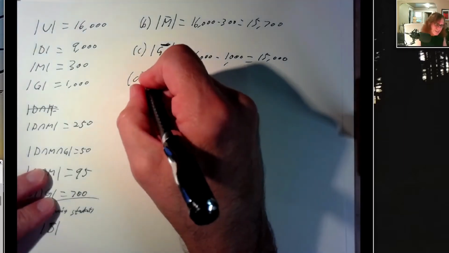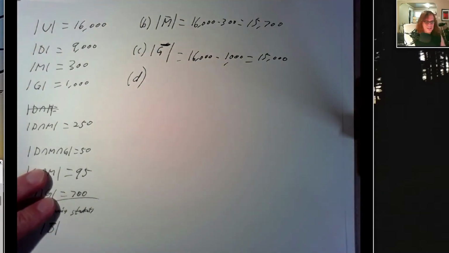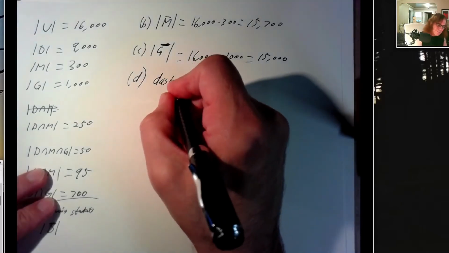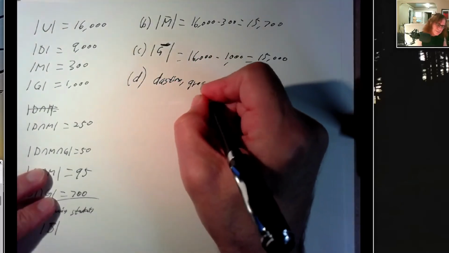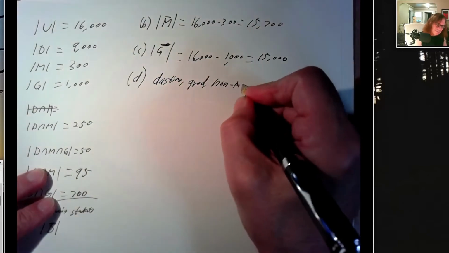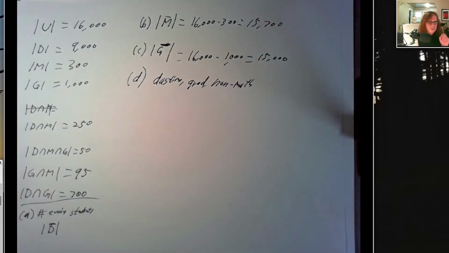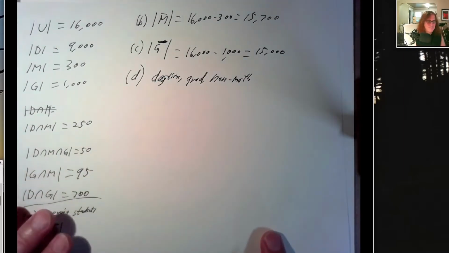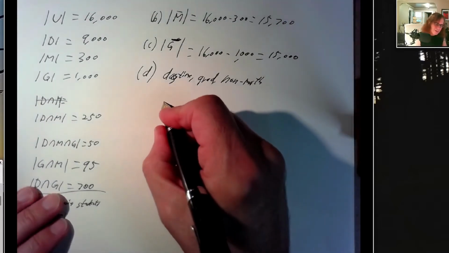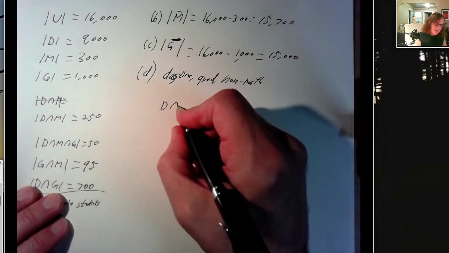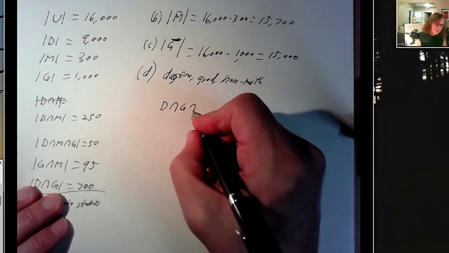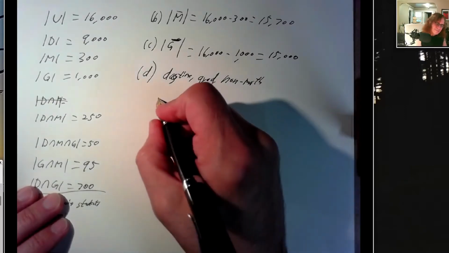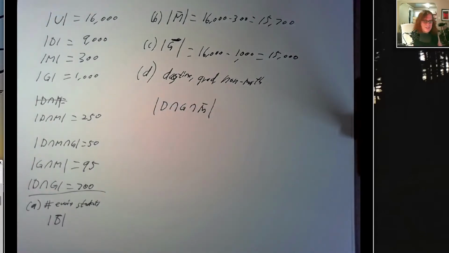And then around here, I started to realize this needed things we hadn't gone over yet. So part D asks for daytime graduate non-math major. So we're looking for the count of students who are a daytime student, a graduate student, and not a math major. In other words, we want to know about students who belong to the set D, and also belong to the set G, and also belong to the set M bar. And we're trying to find the number of things in that set.